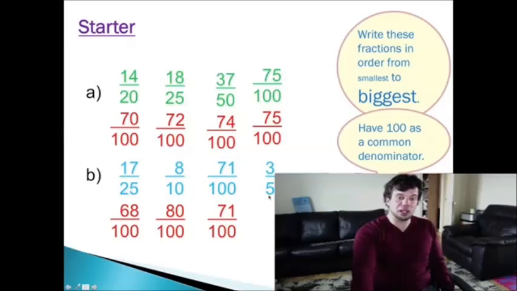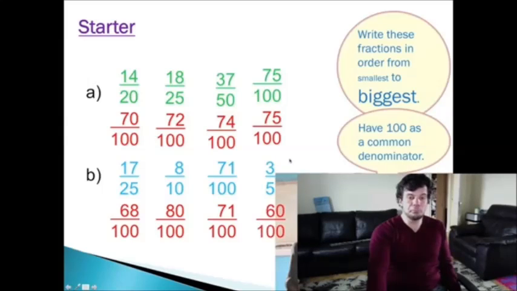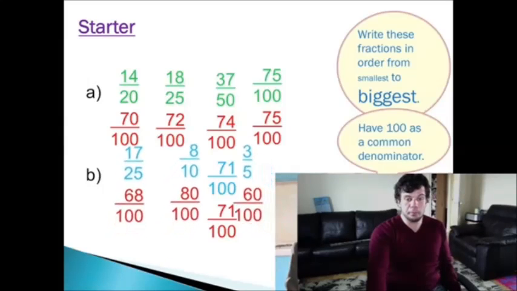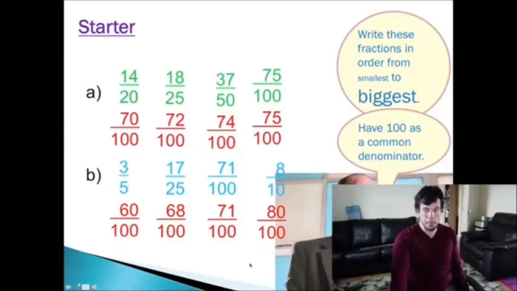How many 5s in 100? 20. If you multiply the bottom by 20, you must multiply the top by 20. What is 3 times 20? 60. So now we can see which fraction comes first, second, third, and last. 80 out of 100 is the biggest.